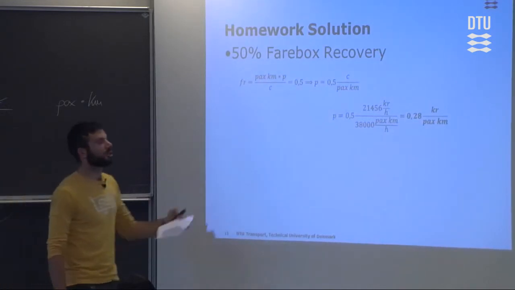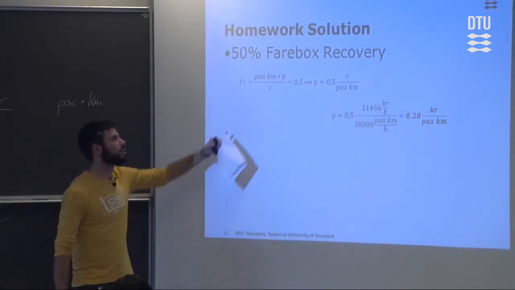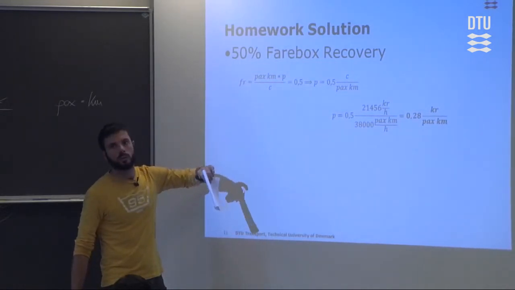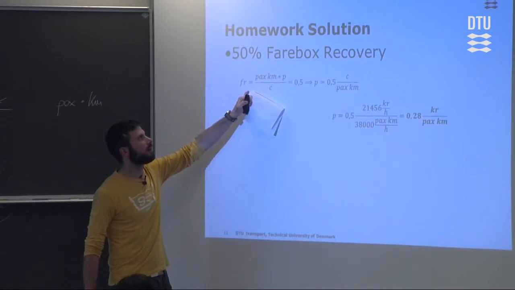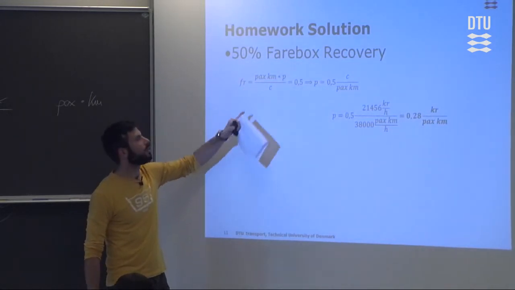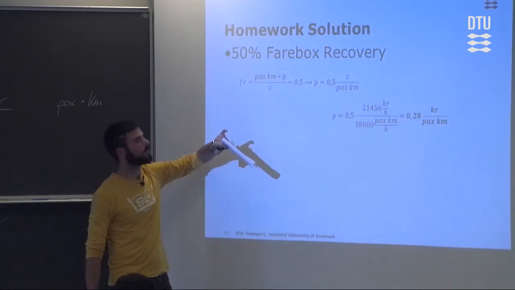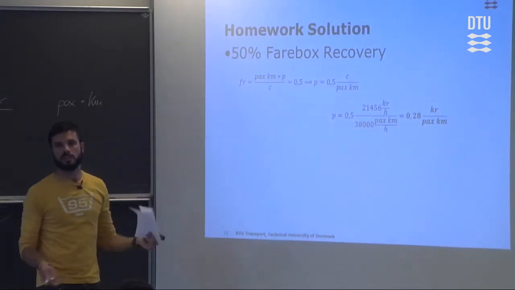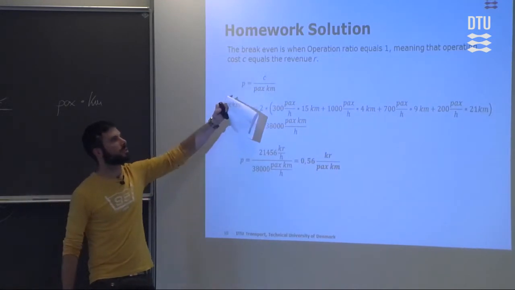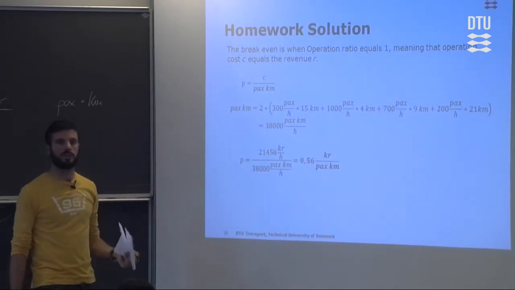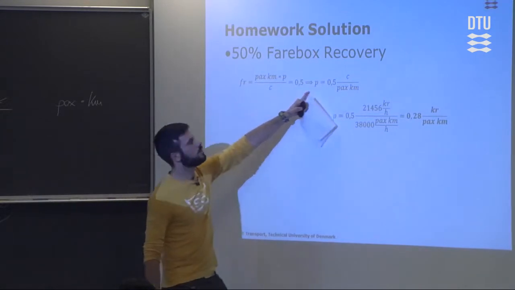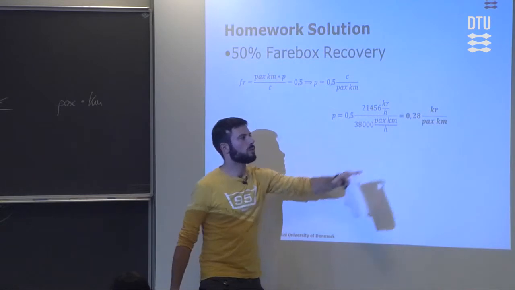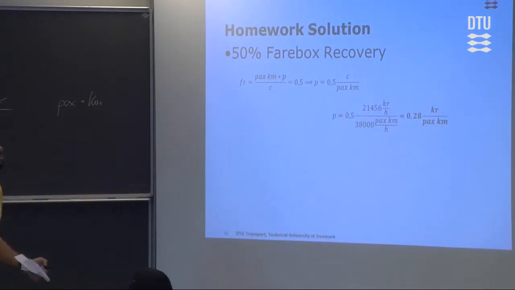And the following question was exactly the same. We just wanted to know what is the revenue that we want to get, with a fare box recovery of 0.5. The fare box recovery is just the opposite of the operation ratio. So it's the revenue divided by the cost. So it just comes from the equations, and it's exactly the same procedure that we applied in the previous question.